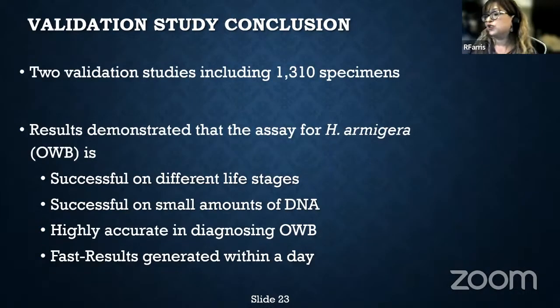So what was our conclusion from doing this validation study? We did these 2 validation studies that included 1,300 specimens. The results from both studies showed us that the assay is successful on different life stages, both adults and immatures. It's successful on very small amounts of DNA, down to 0.01 nanogram per microliter. It is highly accurate at diagnosing Helicoverpa armigera, or the Old World bollworm, and we could get fast results that were generated within a day.